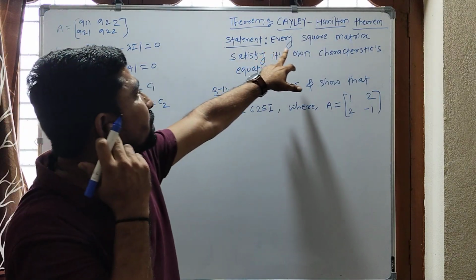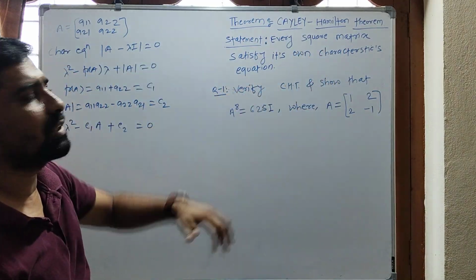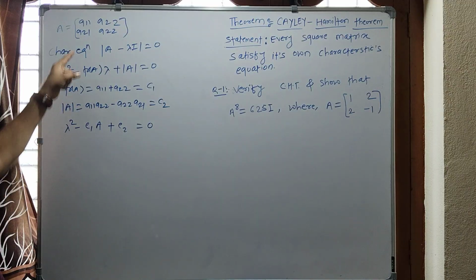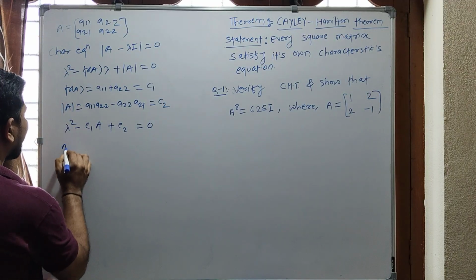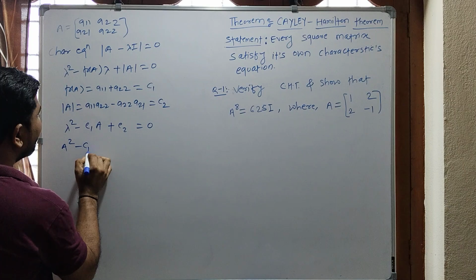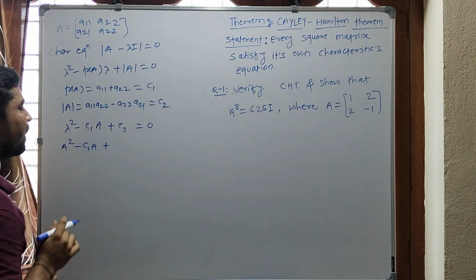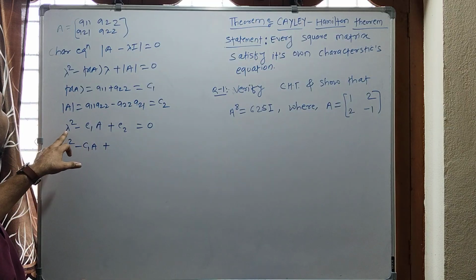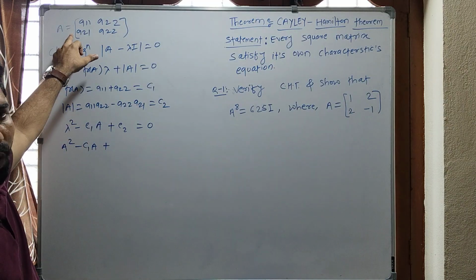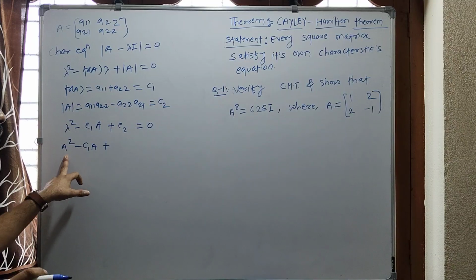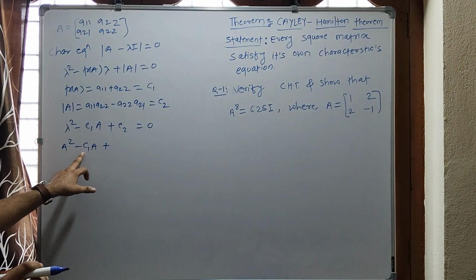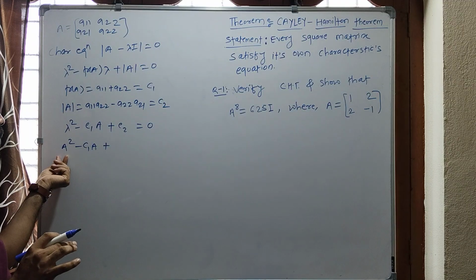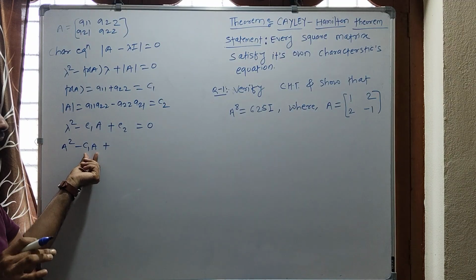So Cayley-Hamilton theorem says that every square matrix satisfies its own characteristic equation. It means if I substitute my matrix A in place of lambda, that is A square minus C1 times A plus my constant C2. Here A is a matrix of order 2 cross 2, so A square must be a matrix of order 2 cross 2. Multiplying C1 with a matrix, again this term is a matrix of order 2 cross 2.